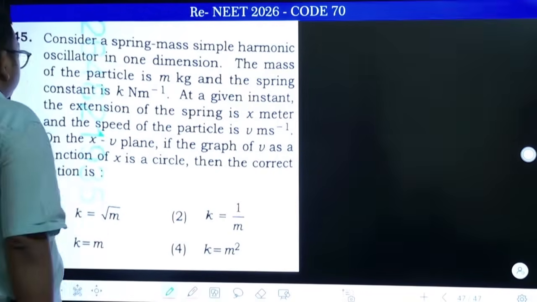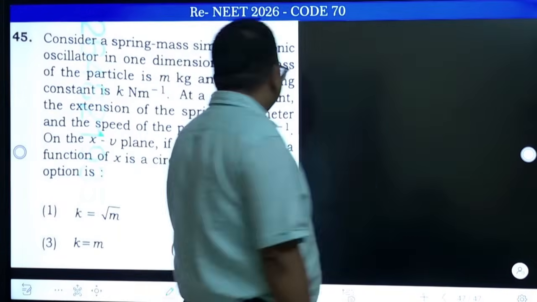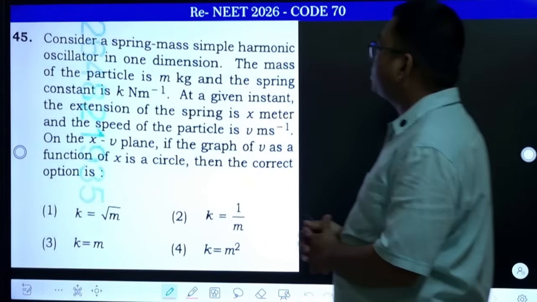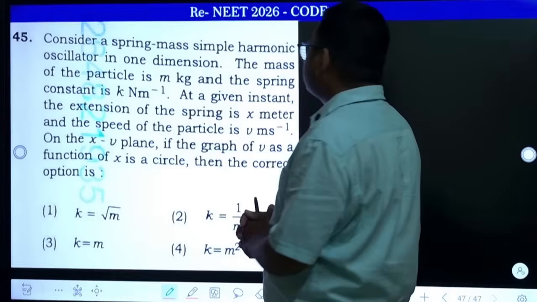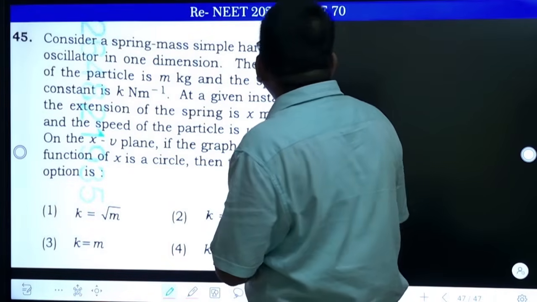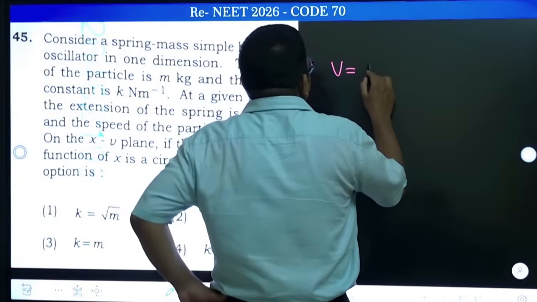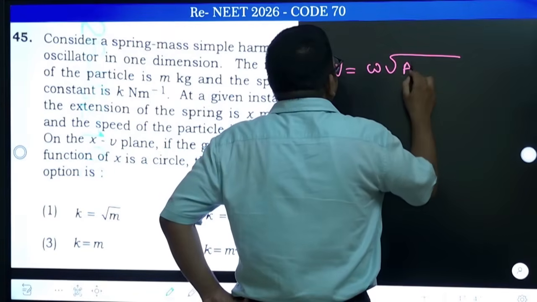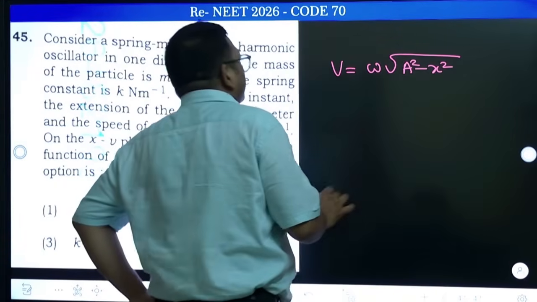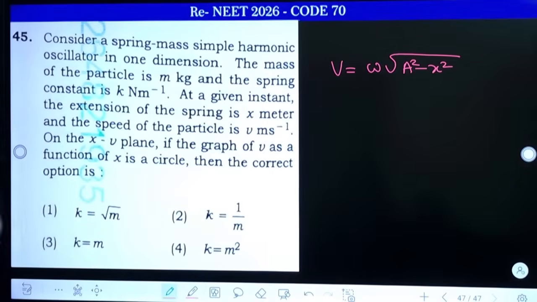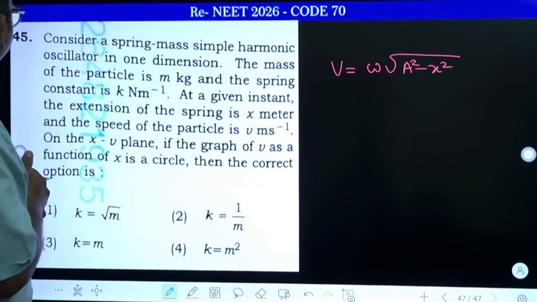They are saying that on the x-v plane, how does the speed change? And x is extension. So how does the speed formula go, remember? Speed is omega root under a square minus x square. I think this is the formula for that, right? That's the formula.